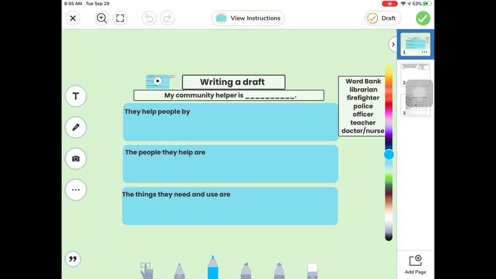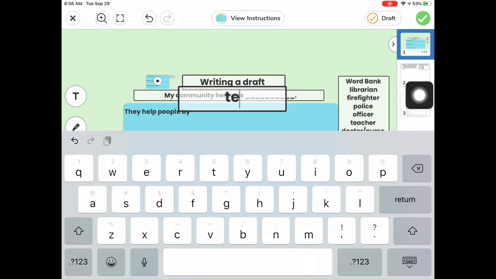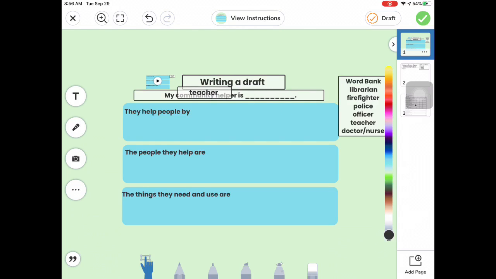This says writing a draft, my community helper is. So in this blank, I need to write what my community helper is. I'm going to write about teachers because that's what I've been researching. You need to write about whatever one you've been researching.